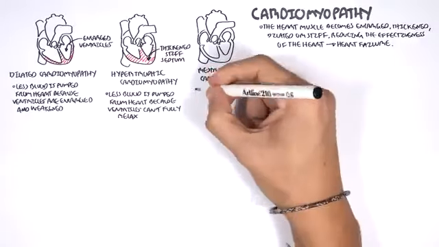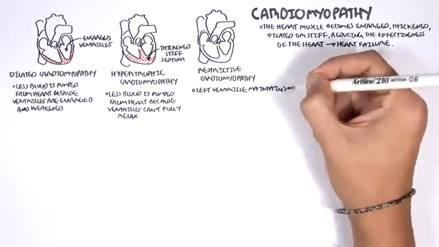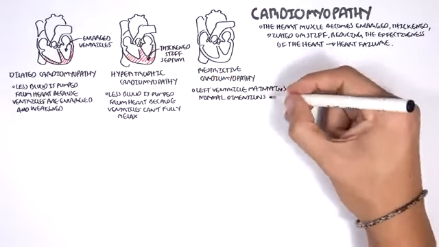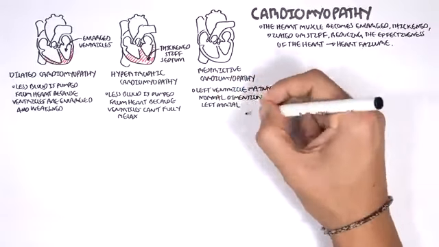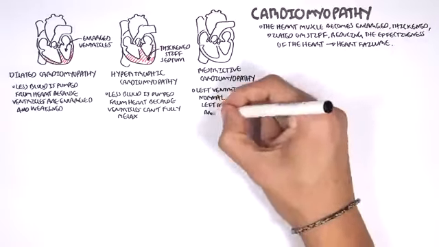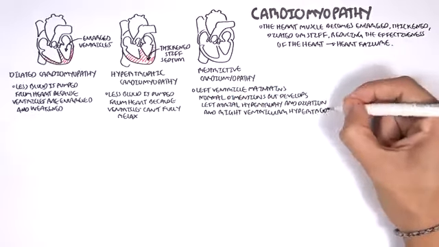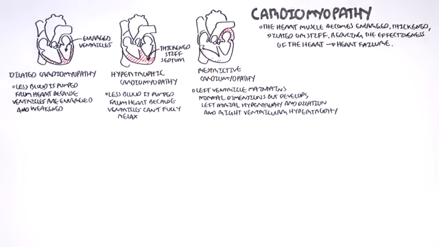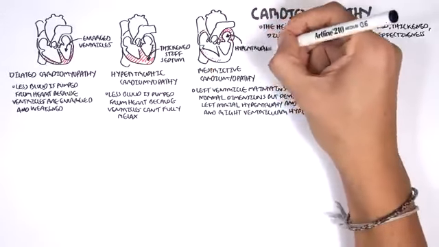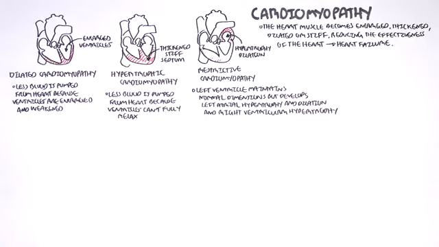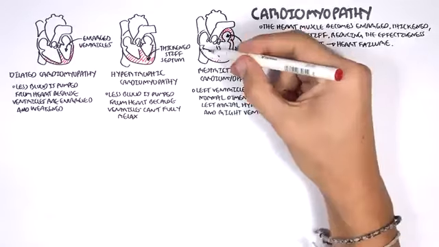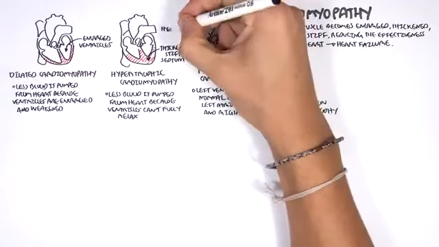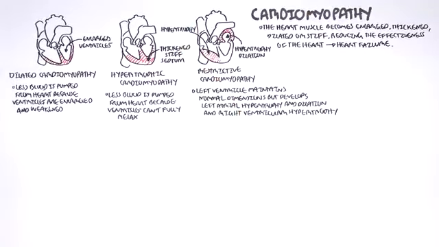Restrictive cardiomyopathy is when the left ventricle maintains normal dimensions, but we develop left atrial hypertrophy and dilation, and right ventricular hypertrophy as a result. So here we have hypertrophy and dilation of the left atria, and hypertrophy of the right ventricle as a result, because of the backflow from the left side of the heart to the right.